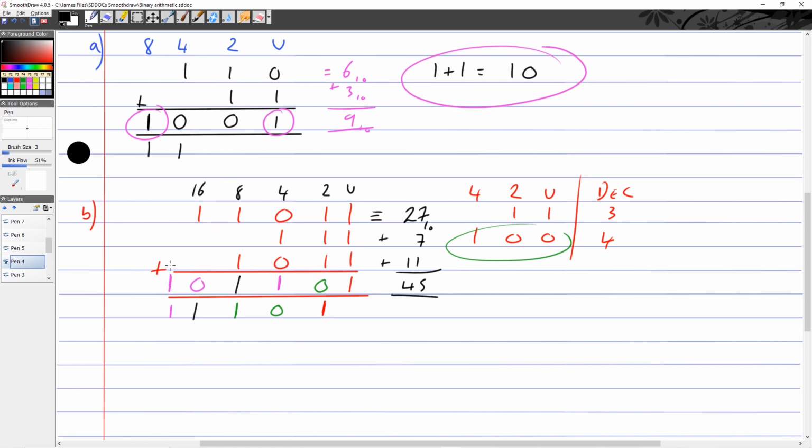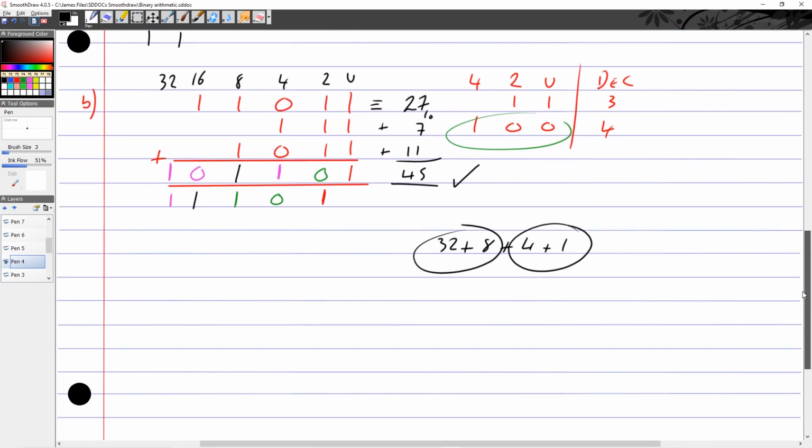Well, this 1 that was carried goes into the 32's place. So what we actually have left in the answer box is a 32, and we have an 8 and a 4 and a 1. Plus 8 plus 4 plus 1. 32 and 8 is 40. 4 and 1 is 5, so it's 45. So we're getting them right.